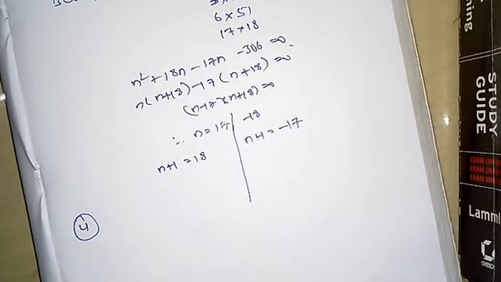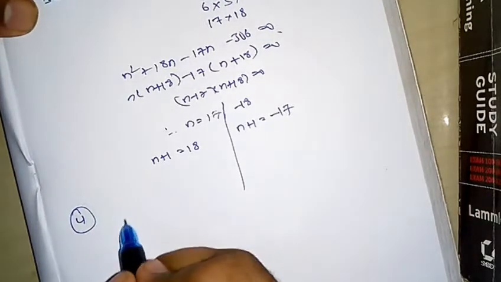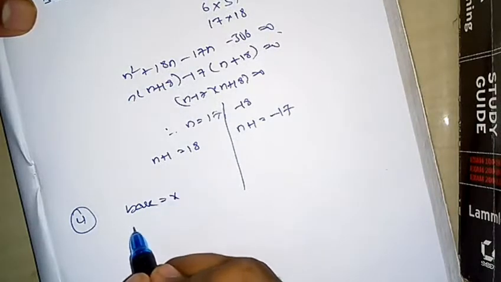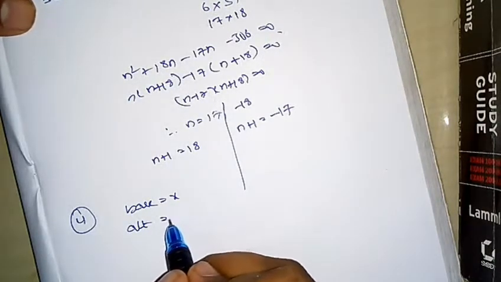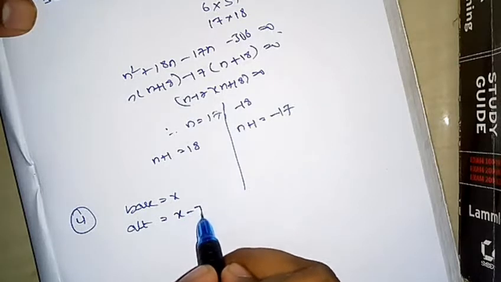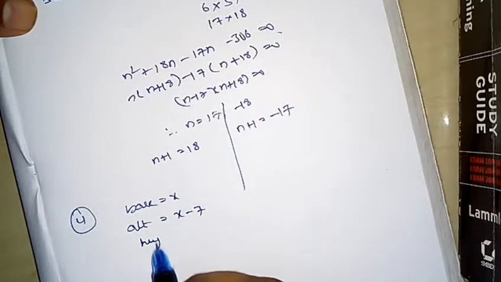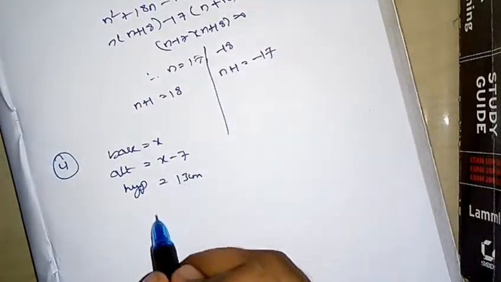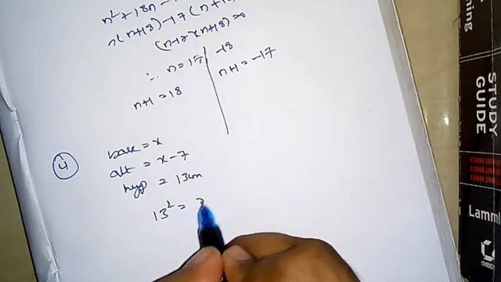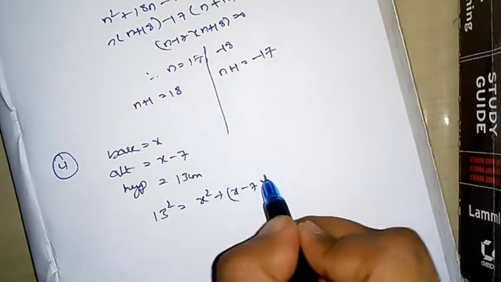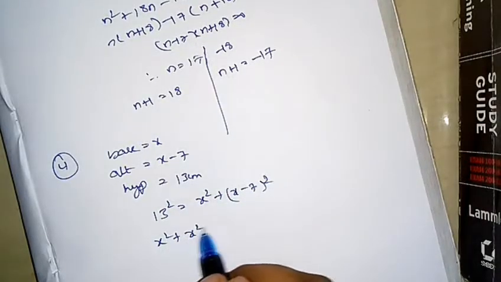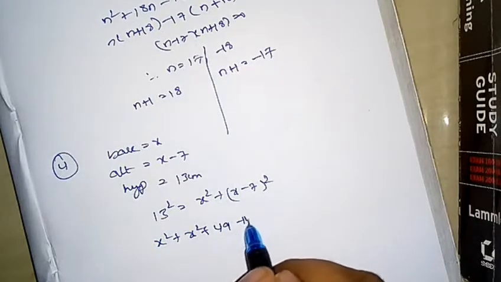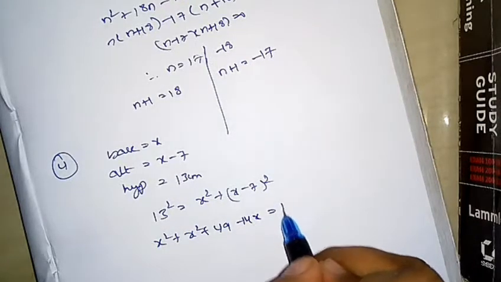The altitude of a right angle triangle is 7 centimeters less than its base. The hypotenuse is 13 centimeters. Find the other two sides. So the base is equal to x. Then the altitude will be x minus 7, and the hypotenuse is equal to 13 centimeters. Using a quadratic equation, from hypotenuse square, 13 square is equal to base square plus altitude square. You get x square plus 49 minus 14x is equal to 13 square, which is 169.